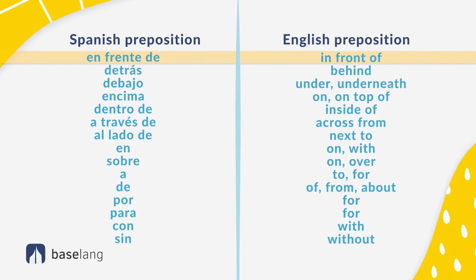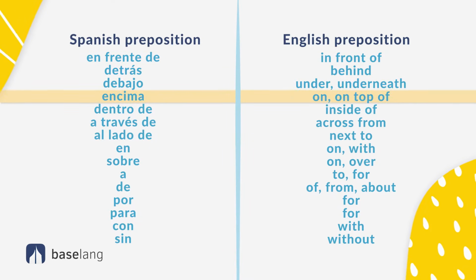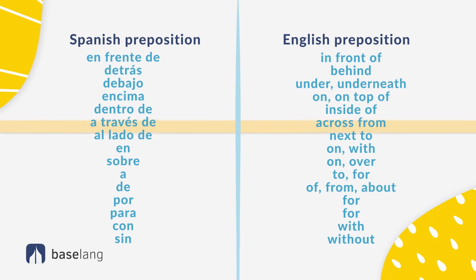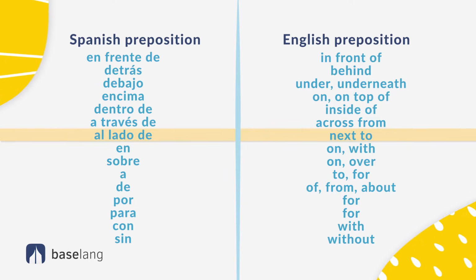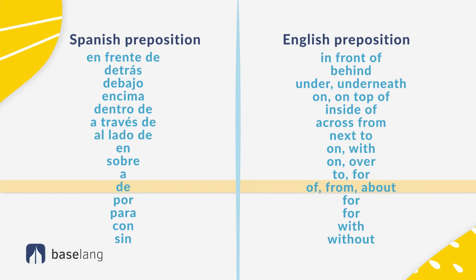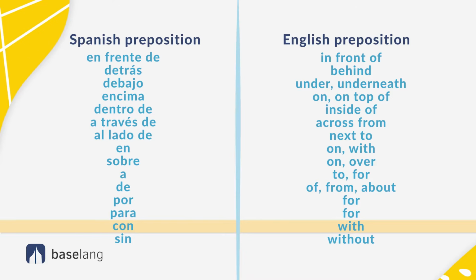Enfrente de, detrás, debajo, encima, dentro de, a través de, al lado de, en, sobre, a, de, por, para, con, sin. Whenever we have a pronoun after any of these Spanish prepositions, we need to use the prepositional pronouns. Let's see a few examples.